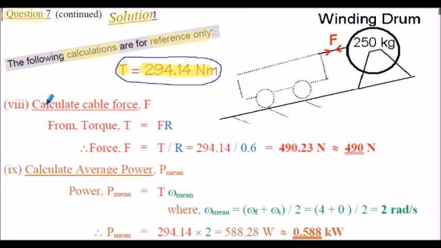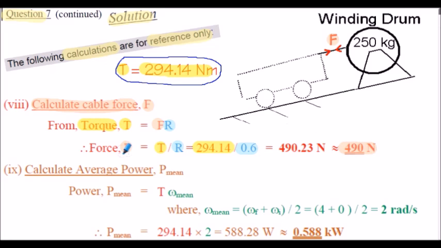So next we're going to calculate the cable force F. That's this force here in the cable attached between the truck and the winding drum and used to hold the truck up the incline. And we know from previous work that torque, T, is equal to the force multiplied by the radius of the winding drum. So rearranging for force F, that's simply the torque divided by the radius of the winding drum. Inserting the values for torque and for the radius, the force evaluates to be approximately 490 newtons.